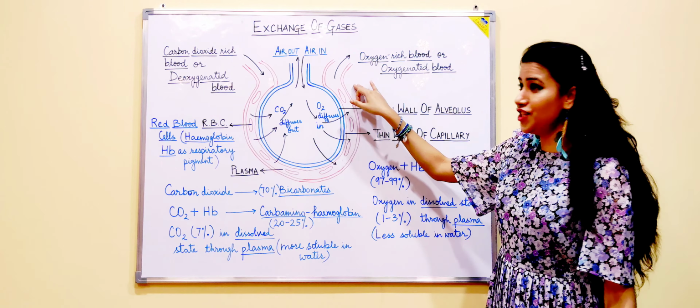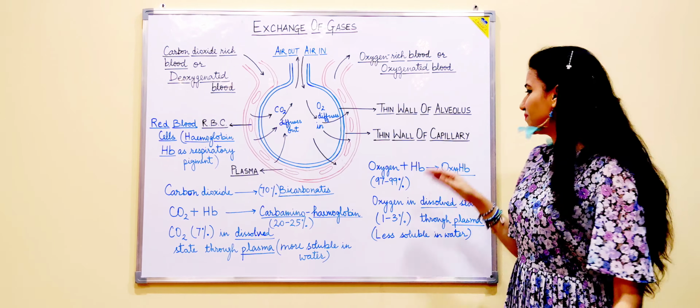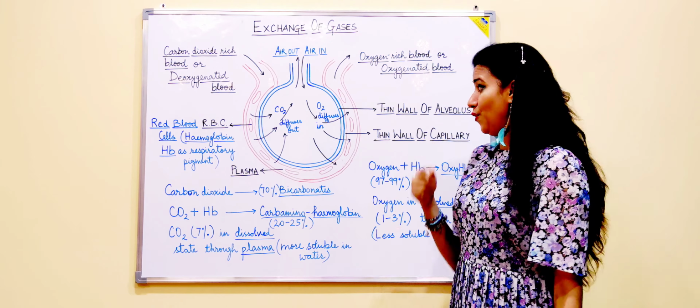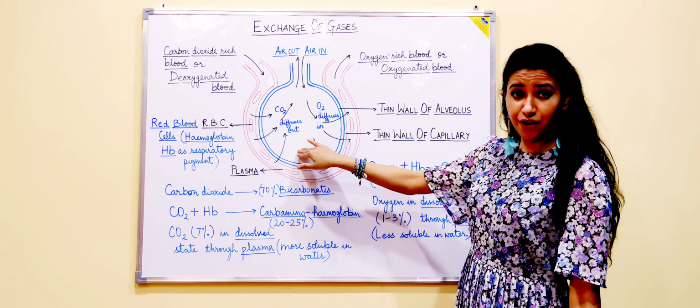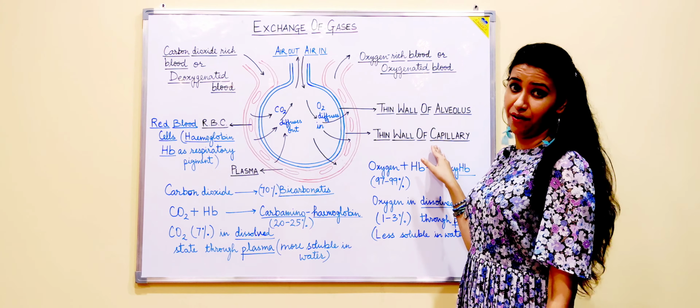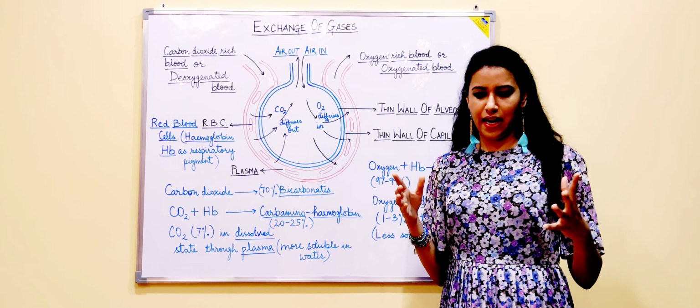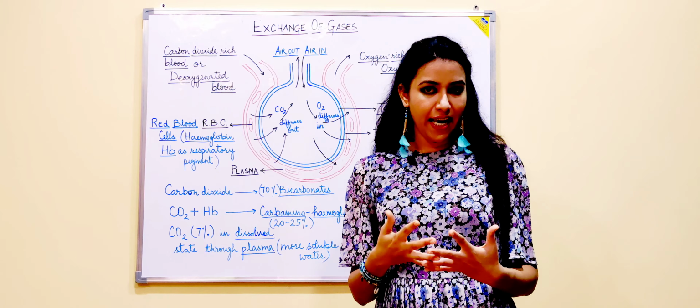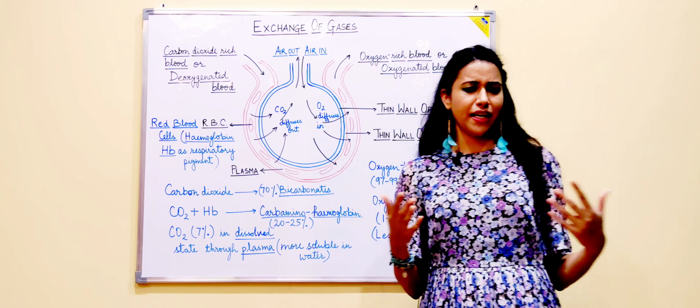Now this red color is used because the blood is red in color. So this thin wall of the capillary is also just one cell thick, right? So we have a single alveolus here which is one cell thick, surrounded with the thin wall of a capillary which is also one cell thick. Now, how does the thickness of a cell or a membrane matter in diffusion?